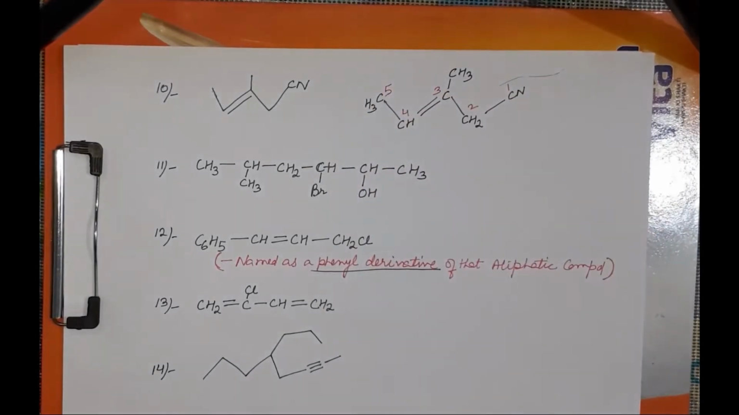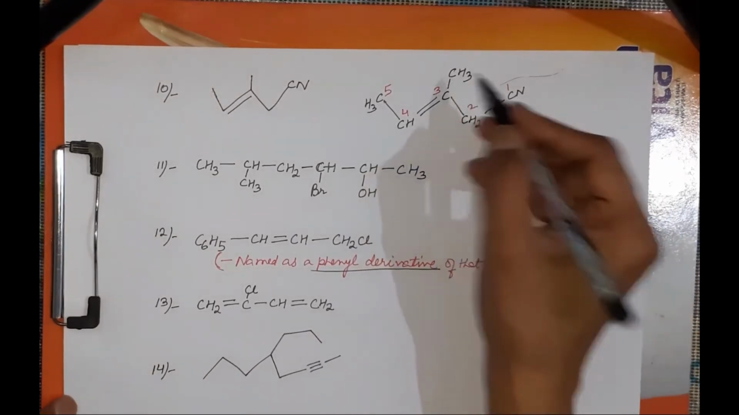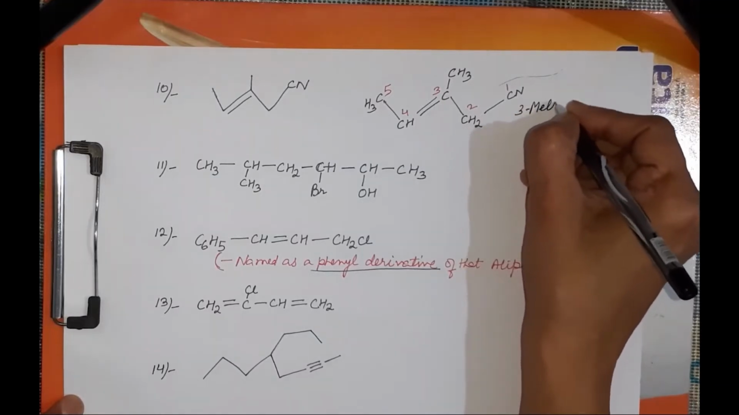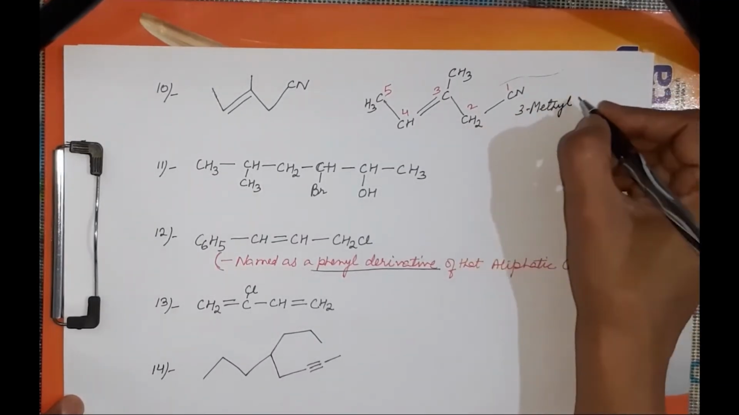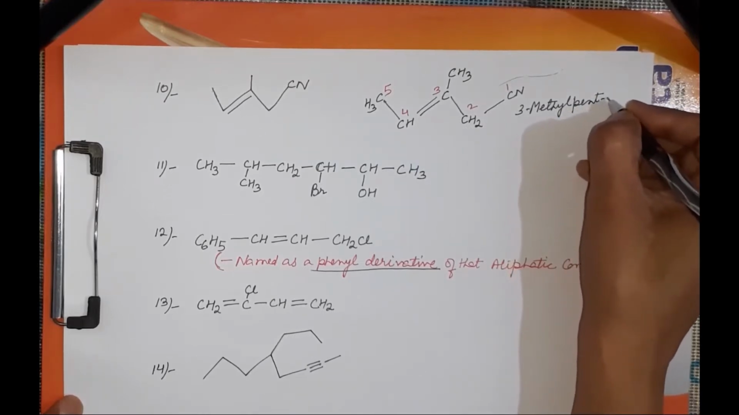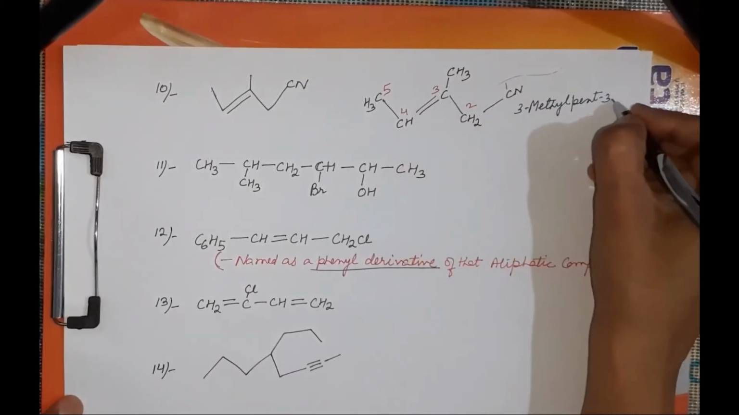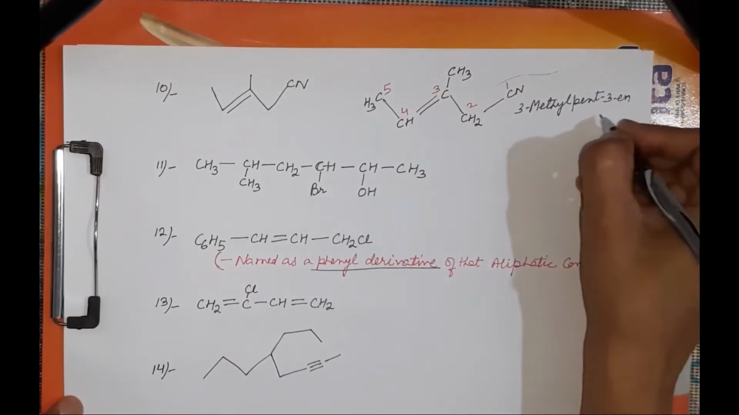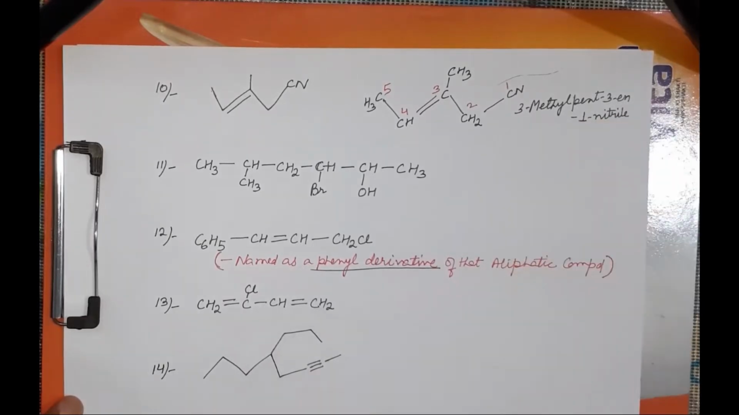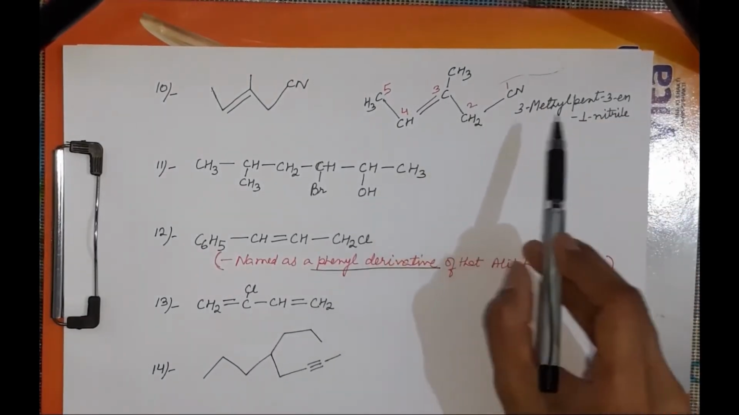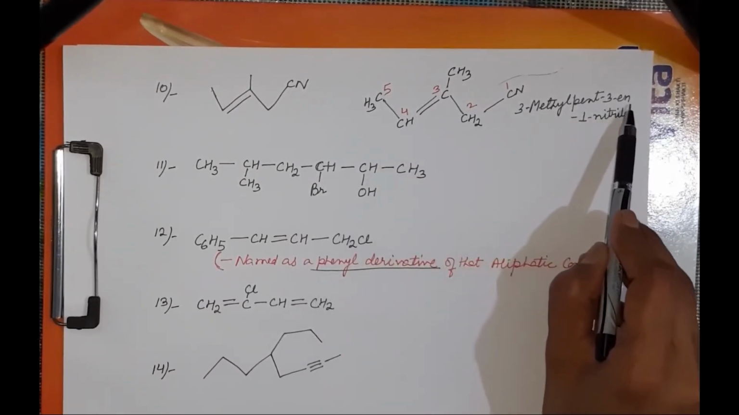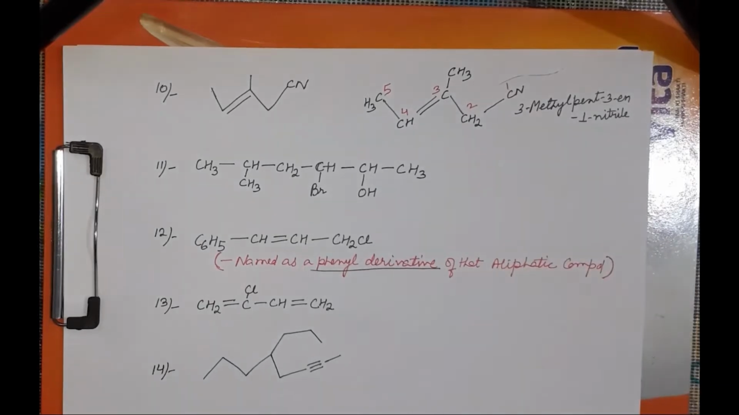So now it is very easy to write the name. So at 3 position we are having a methyl group, 3-methyl, because 5 carbon atom chain, pent-3-ene-1-nitrile. So this will be the name. So once again I will repeat. So name will be 3-methylpent-3-ene-1-nitrile. Okay.